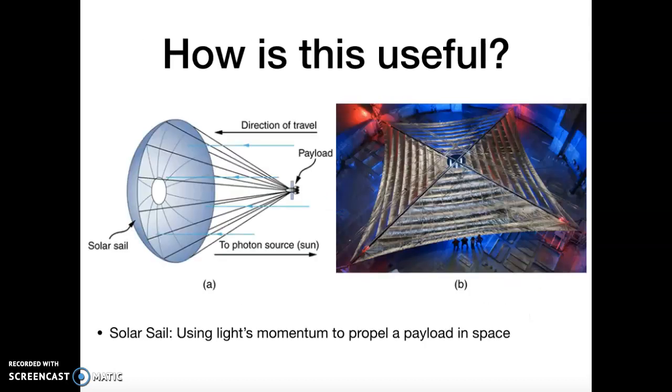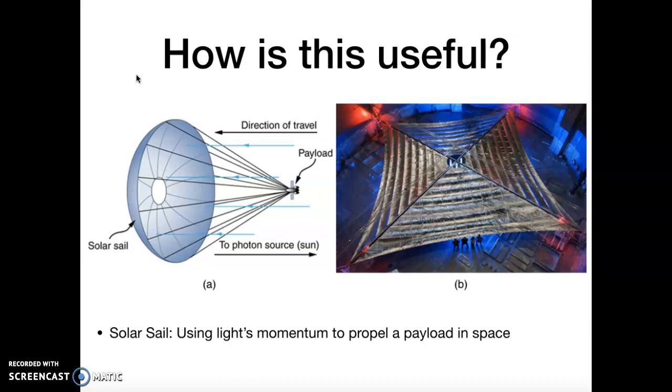The first one I want to talk about is a solar sail. If you look in this picture, you can see a small payload here. It looks like a satellite of some sort. And then attached to it is a very large, very lightweight sail. The sun is back here, and the light from the sun can hit this sail, reflect off of it, and the momentum behind that light can actually move this satellite. So it's a pretty cool way that we're using that today.